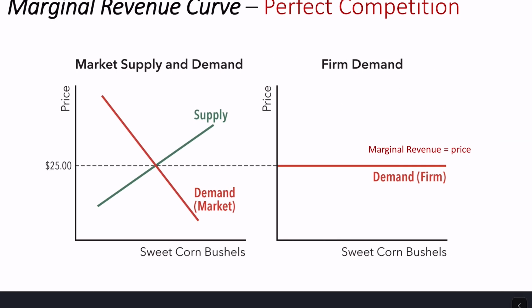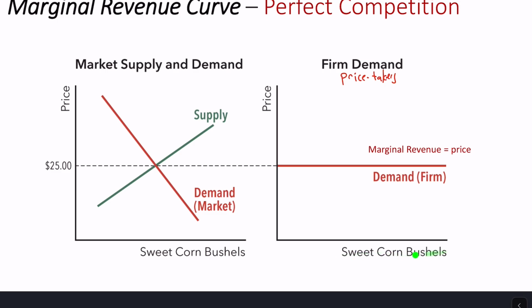First, though, I want to take us back to perfect competition, what we did in the last module, to show you how we had our marginal revenue curve for the perfectly competitive firm. So remember, we had a market supply and demand, with demand for the entire market, supply for the entire market, and that would determine the market equilibrium price of $25. Now, because our perfectly competitive firms over here were price takers, they're so small that their decisions don't affect the market price.